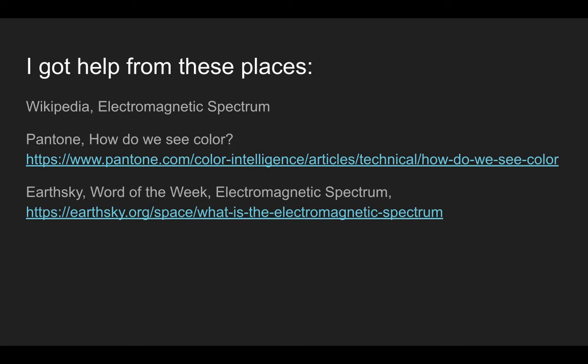Here are some places that I went to look up some information to make sure that you guys would understand what I said. Wikipedia, of course, and then Pantone is the color people in the US and around the world, really. They tell you a lot about color and how color works. And Earth Sky is a science website that uses a word of the week to teach students about science.